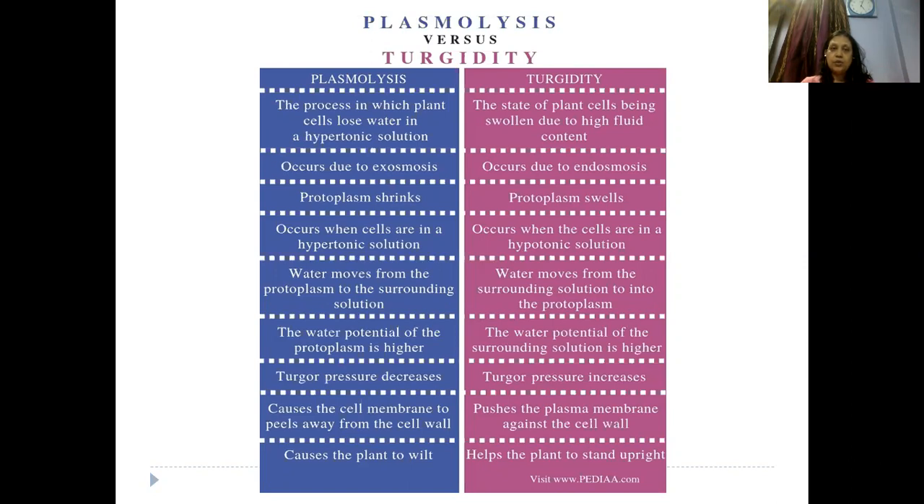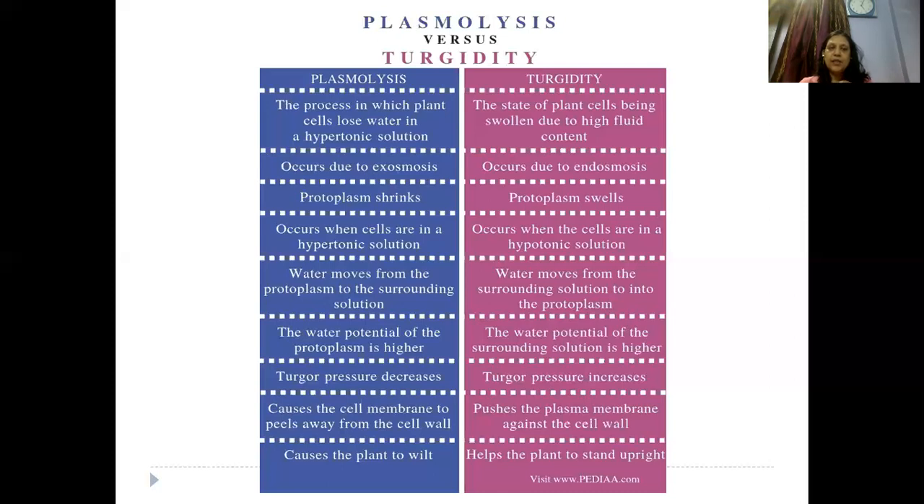The plant cell loses water in the hypertonic solution, whereas in the turgid condition, the state of plant cells being swollen due to high fluid content. That means the water enters into the cell and the cell remains turgid. एकदम फूला हुआ cell रहेगा. Okay, that means the cell is in a turgid condition. That means अंदर और बाहर आने का situation नहीं है. The cell has absorbed sufficient amount of water and the solute, and it is absolutely turgid, फूला हुआ है.